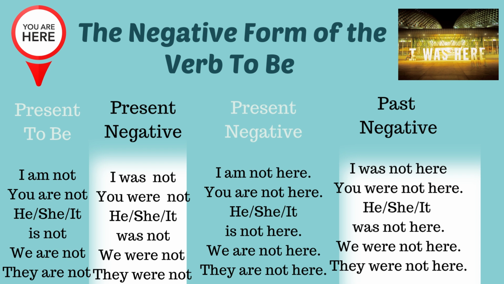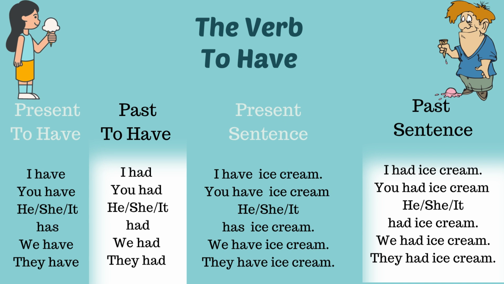She is not, he is not, it is not, she was not, he was not, it was not. She, he, or it is not here, she, he, or it was not here. We are not, we were not, we are not here, we were not here. They are not, they were not, they are not here, they were not here.